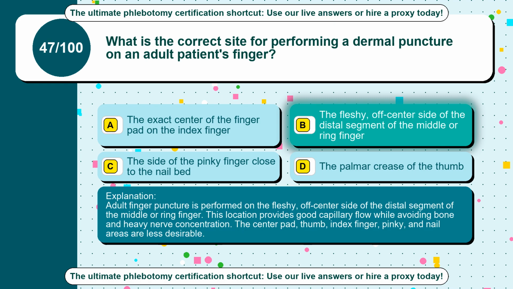Adult finger puncture is performed on the fleshy, off-center side of the distal segment of the middle or ring finger. This location provides good capillary flow while avoiding bone and heavy nerve concentration. The center pad, thumb, index finger, pinky, and nail areas are less desirable.